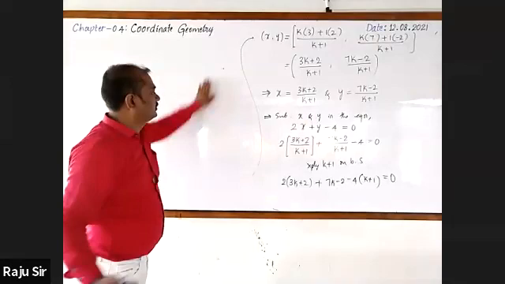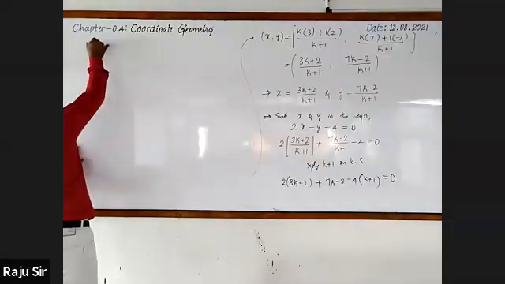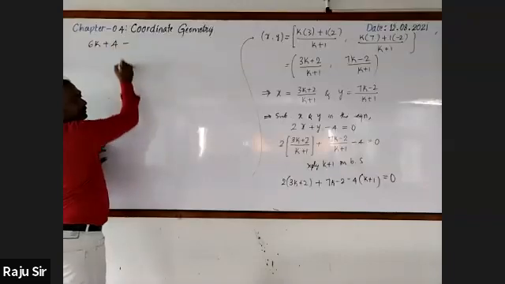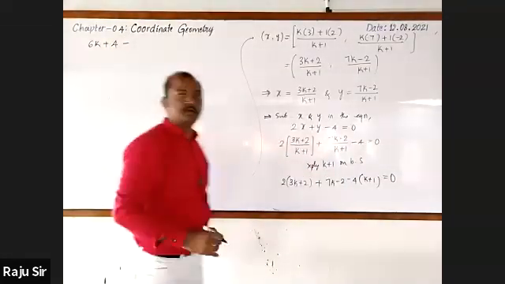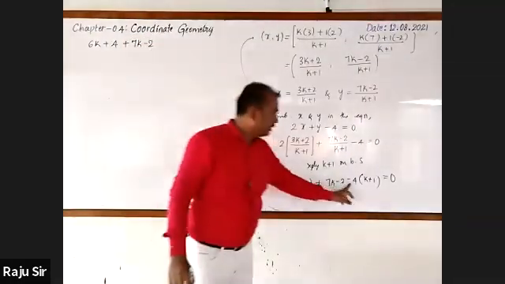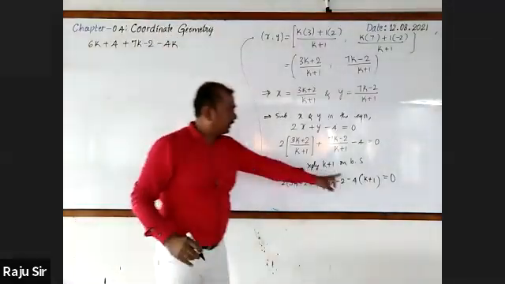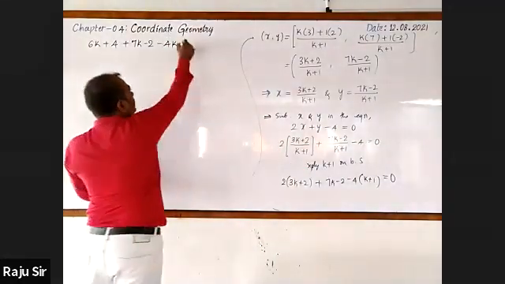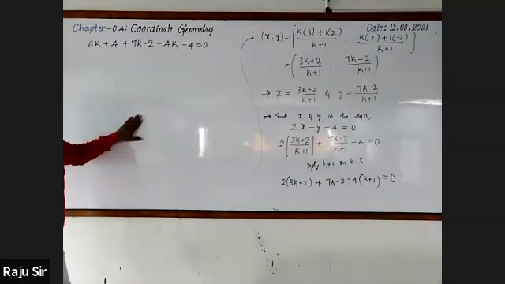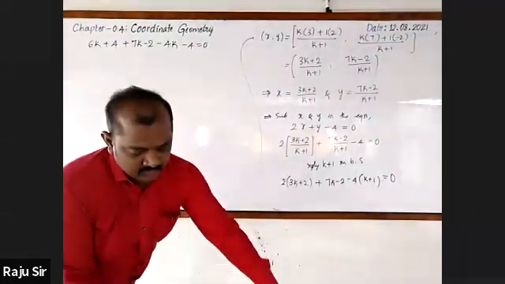Simplify this. It is 6k plus 2 times 2 is 4, then 7k minus 2 as it is, minus 4 into k, minus 4 into 1, minus 4, equal to 0. The ratio is 2:7, sir.